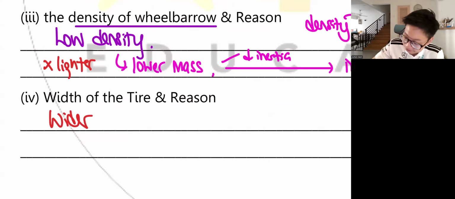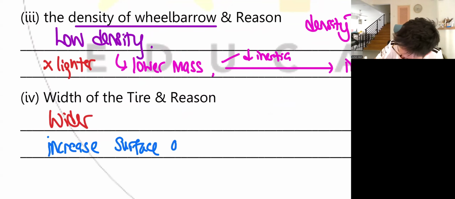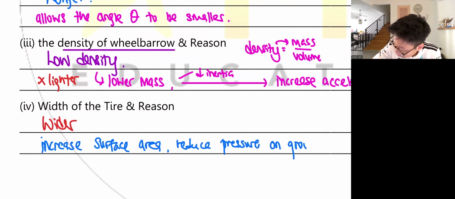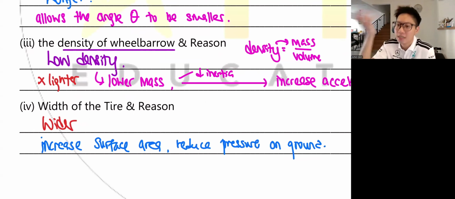Only one answer is to increase the surface area to reduce pressure on the ground. No other answer acceptable. Guys, for a wheelbarrow, do you really care about the stability? Have you tried pulling a wheelbarrow? It's very hard, you know. But what are you most concerned about in a working scenario? You fear the tire will sink into the floor.